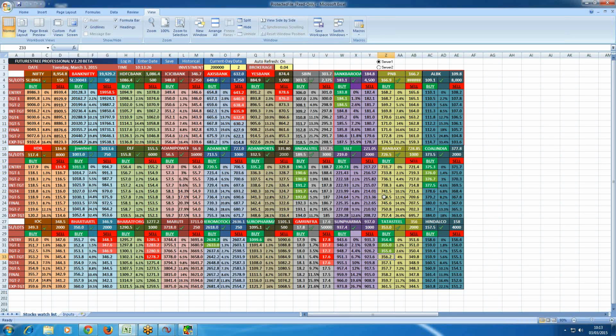I don't know if you mean fresh trades, in the sense that while we were talking we had Coal India. It's already done its intermediate target. Same thing with Hero MotoCorp. We had that intermediate target done for that also.